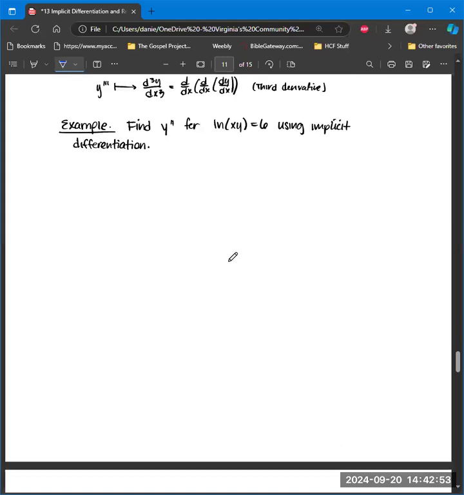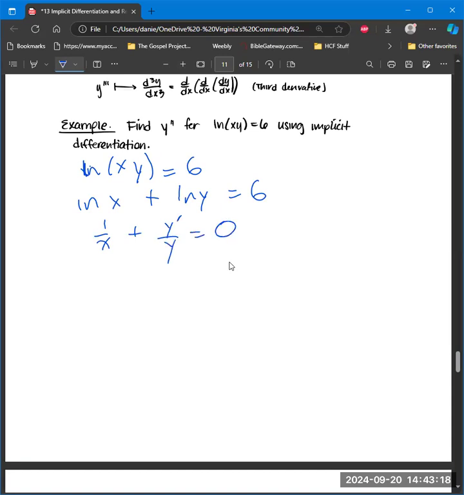So let's find the second derivative for the example that we had before. ln of x times y is equal to 6. And we said that that's the same thing as ln of x plus ln of y is equal to 6. So we had 1 over x plus y prime over y is equal to 0. y prime over y is equal to -1 over x, and y prime is equal to -y over x.